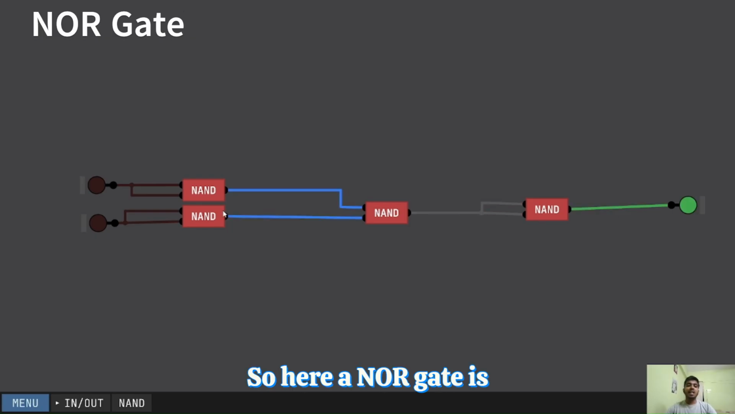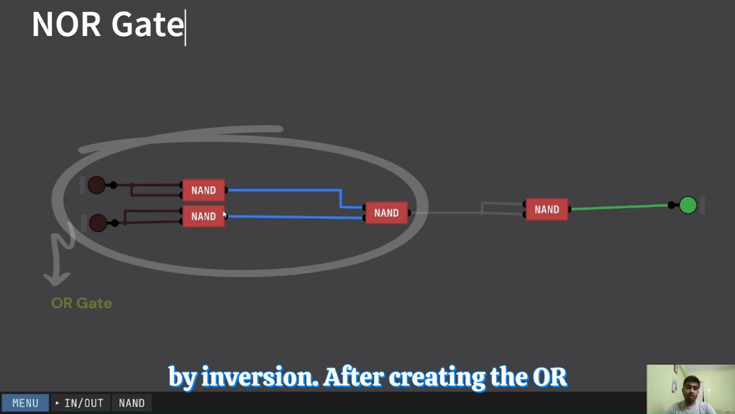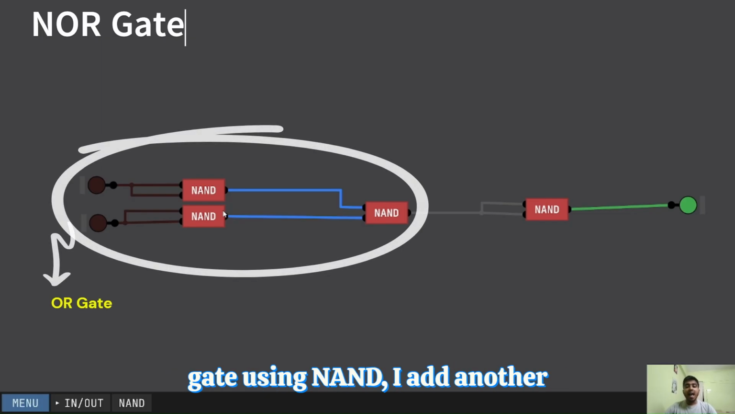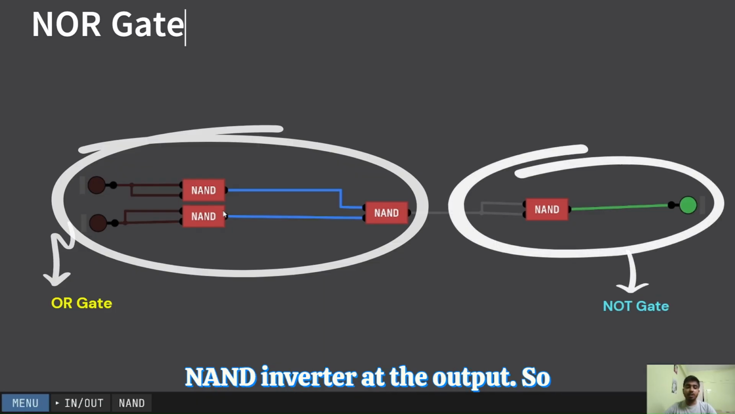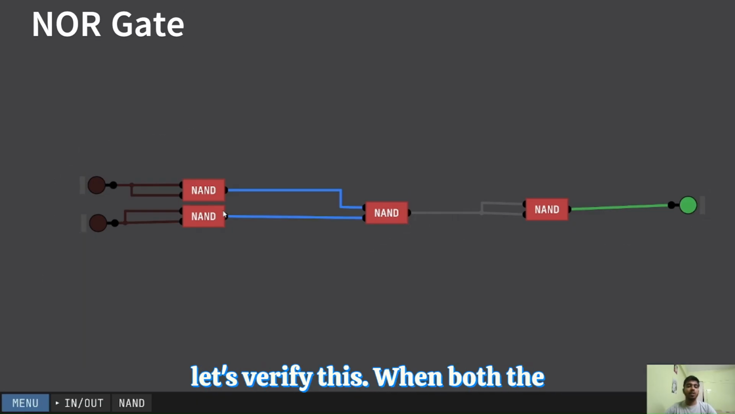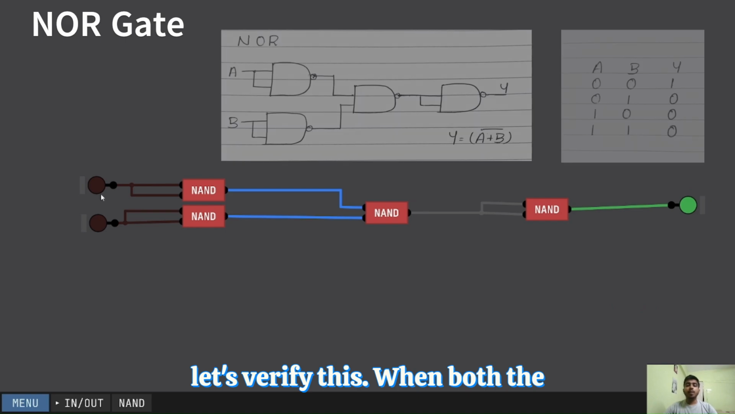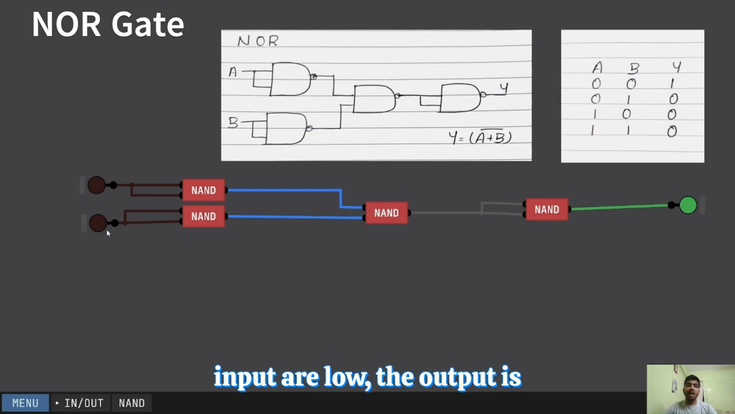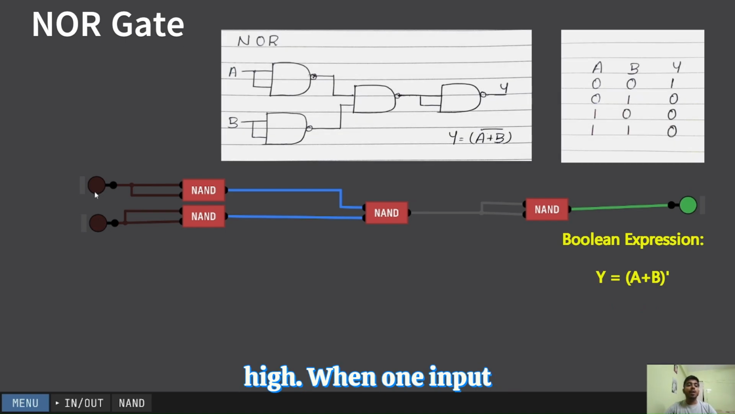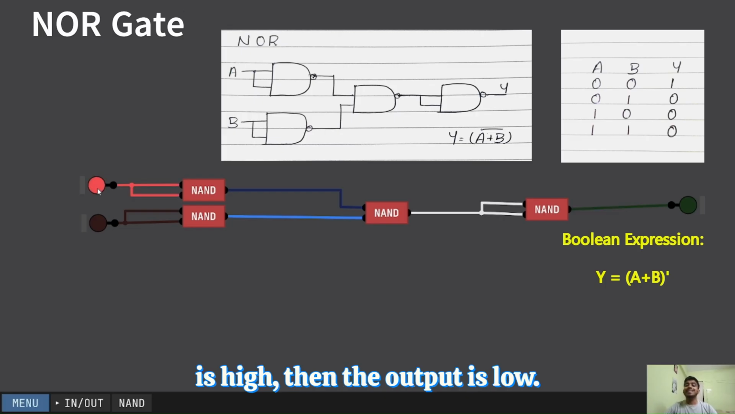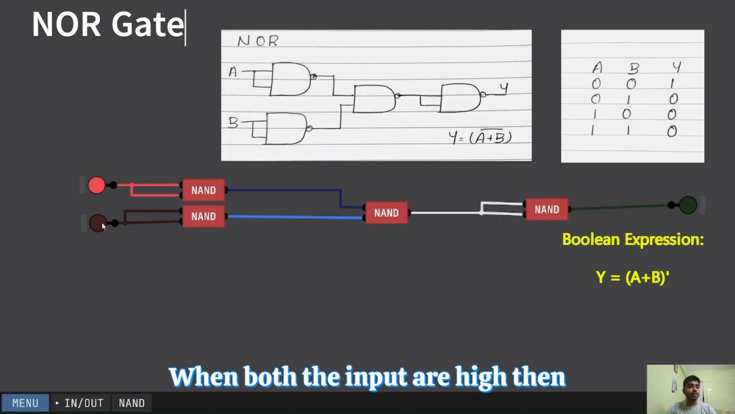Here, a NOR gate is simply an OR gate followed by inversion. After creating the OR gate using NAND, I add another NAND inverter at the output. So let's verify this. When both the inputs are low, the output is high. When one input is high, then the output is low. When both the inputs are high, then the output is low.